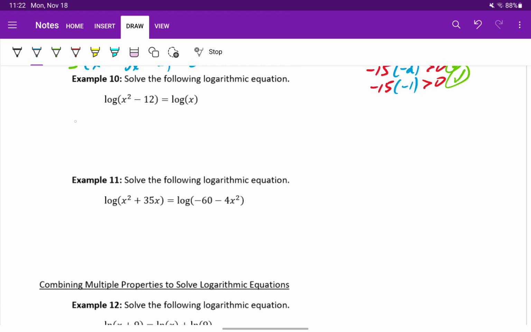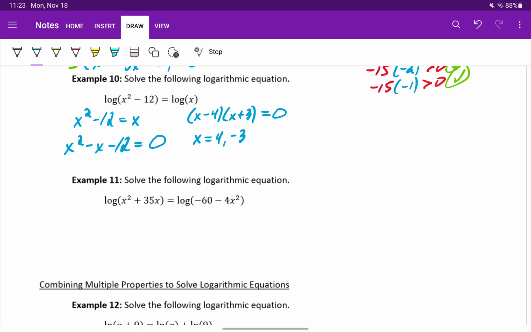To start off in example 10, since the bases of our logarithms are the same, we'll set x squared minus 12 equal to x. Then we'll subtract x from both sides to get x squared minus x minus 12 is equal to 0. Factoring will give us x minus 4 times x plus 3, and then potential solutions of x equals 4 and negative 3.